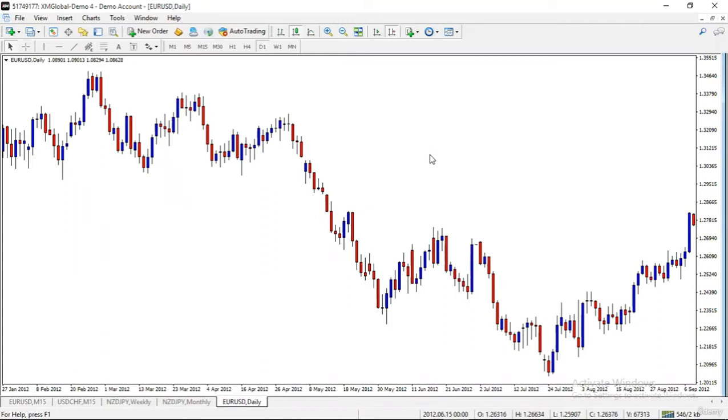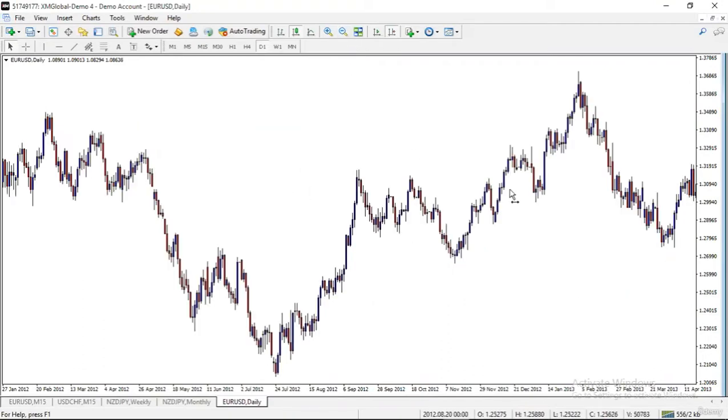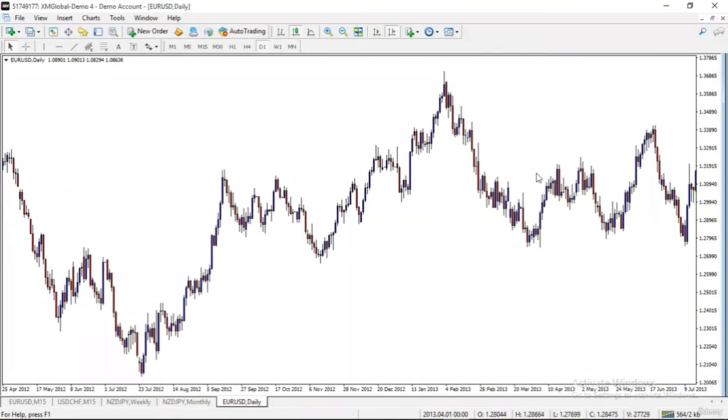I like to think of support and resistance as a zone rather than a specific price. I consider them more as zones than a specific price.